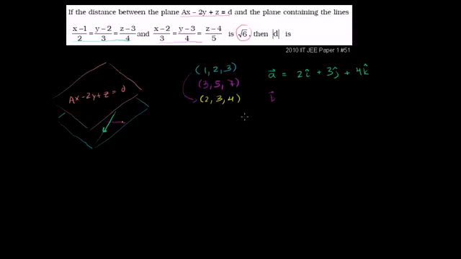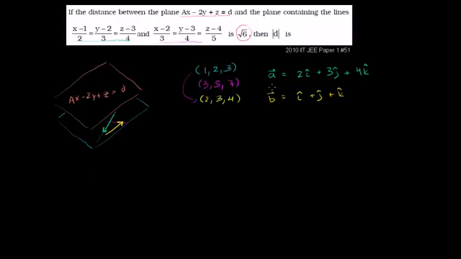Let me do another color so we don't confuse ourselves with that purple. Let's call that vector B. Let's see, 2 minus 1 is i, 3 minus 2 is j, and then 4 minus 3, that's just 1k. So this vector right here is also sitting on the plane.